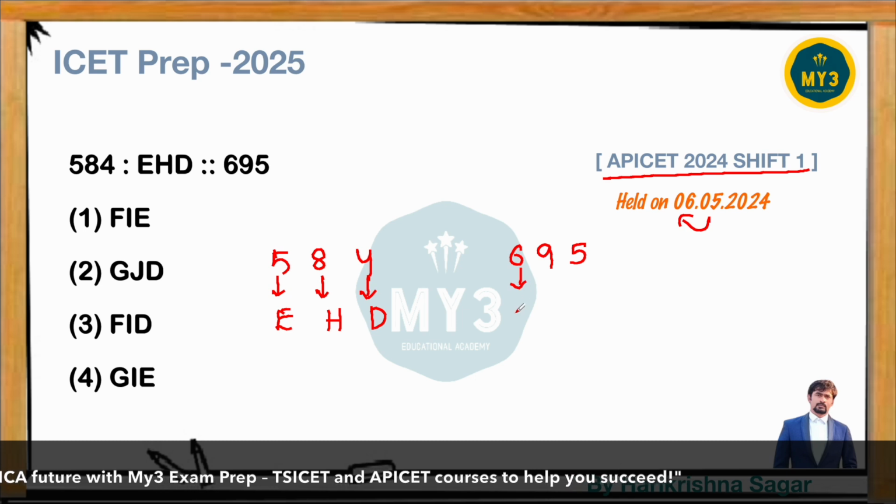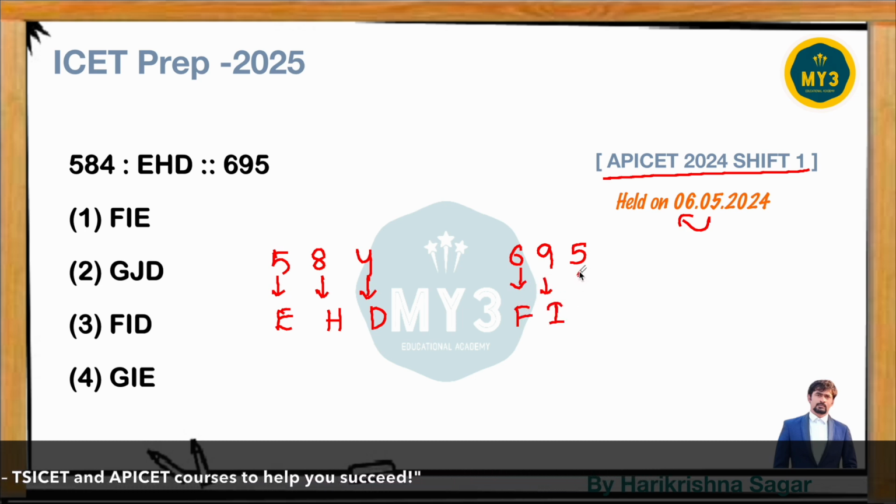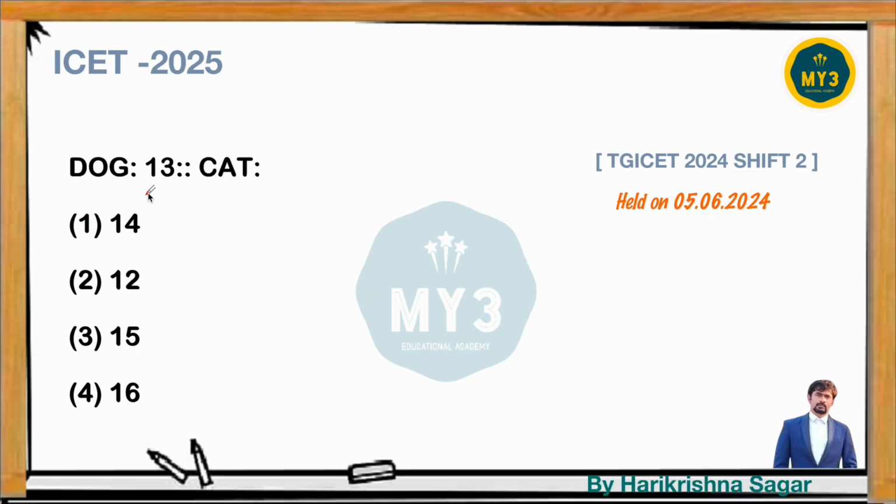695 will be what? The 6th alphabet, fix 6, is F. I is going to be 9 and E is going to be 5. So your answer will be FIE, available as option 1. You can mark it as the answer choice. Hope you are able to understand. So let's look at the next question.